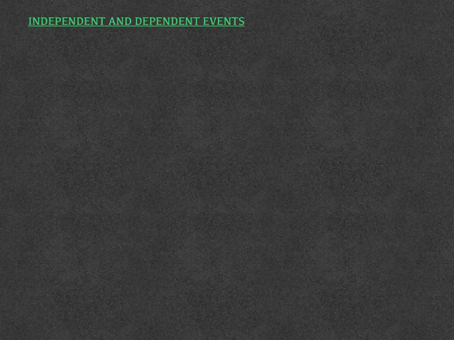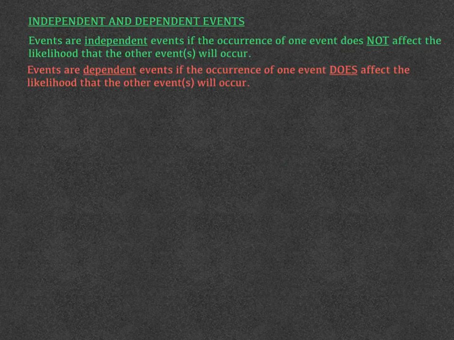Next, we will look at independent and dependent events. Compound events can be independent events or dependent events. Events are independent events if the occurrence of one event does not affect the likelihood that the other events will occur. Events are dependent events if the occurrence of one event does affect the likelihood that the other events will occur. We will now look at our first example.